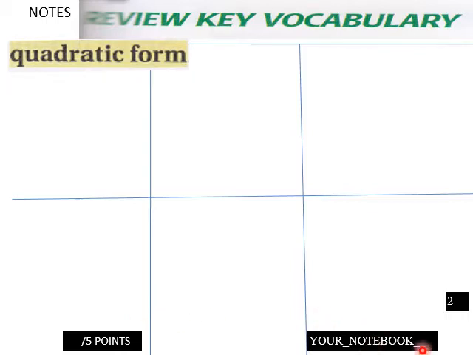5 points, your notebook. This page and the prior page should go in your notebook. I do my notebook checks on Friday in my classroom. Other teachers, it's up to you when you check your notebook entries for your students.